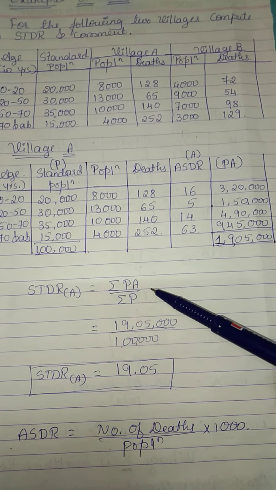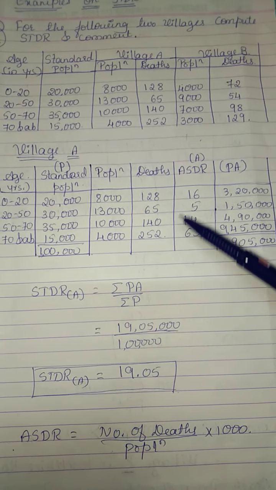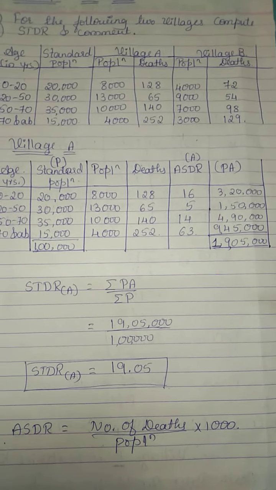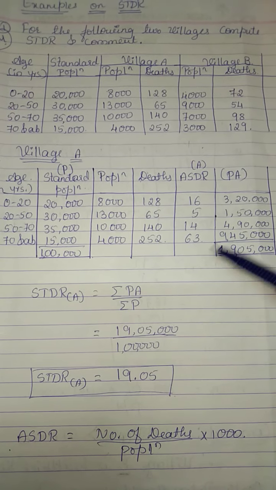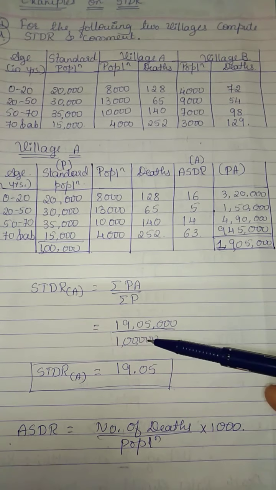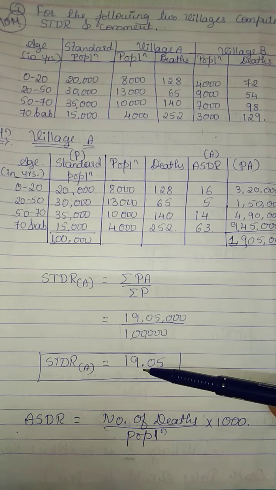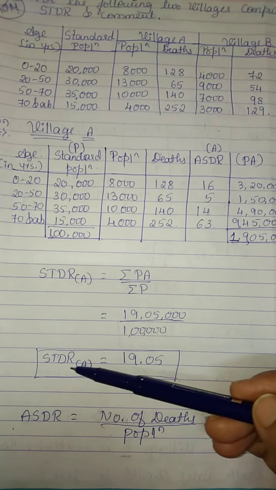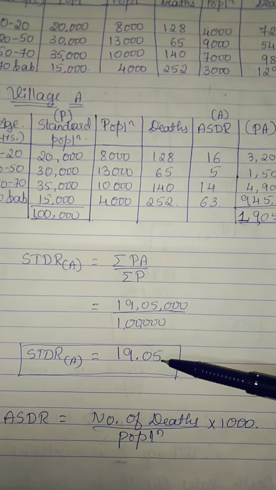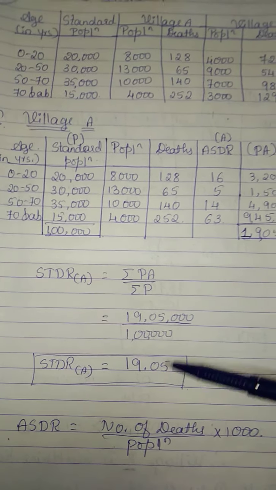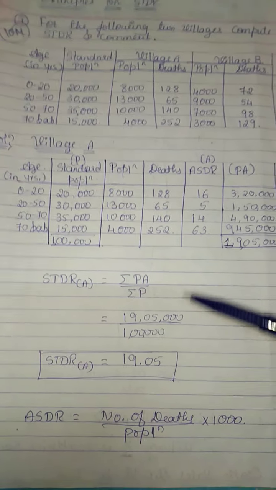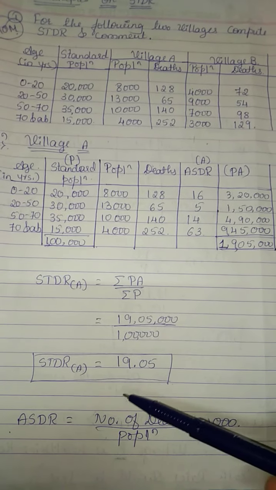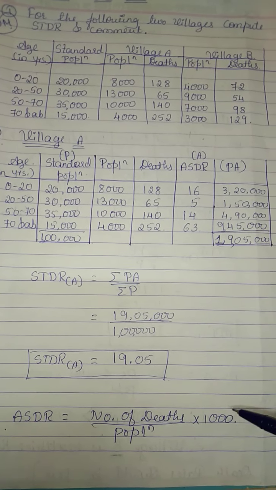Remember, don't multiply by 1000, because we have already calculated ASDR. Substitute the values, summation PA and summation P. You'll get 19.05. So highlight this one. STDR for A is equal to 19.05. You have calculated ASDR, so you have to write the formula for ASDR. Write it in full form: number of deaths by average population into 1000.